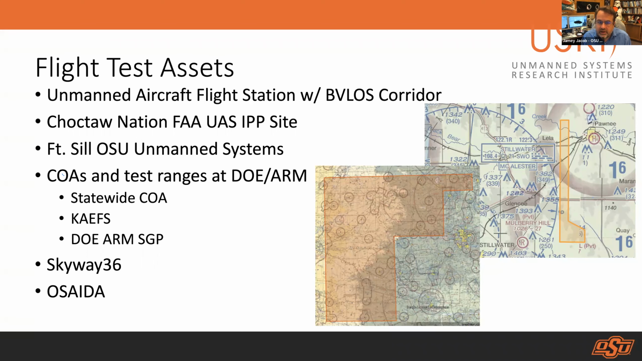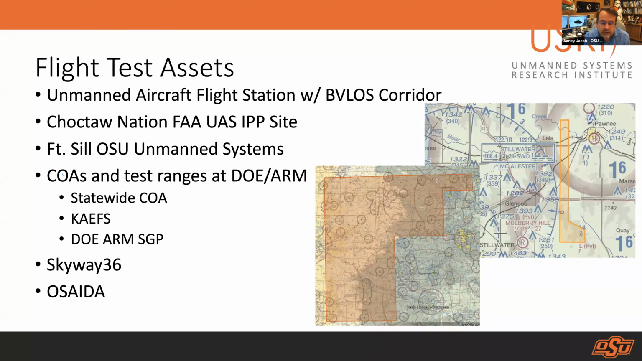Now, we do have a number of flight test assets across the state. As I mentioned, we have the Unmanned Aircraft Flight Station, which is operated by Professor Andy Arena, and we have that beyond visual line of sight corridor that connects that. We work very closely with the Choctaw Nation. They have an FAA UAS test site, which has about 45,000 acres worth of test range for them to utilize.